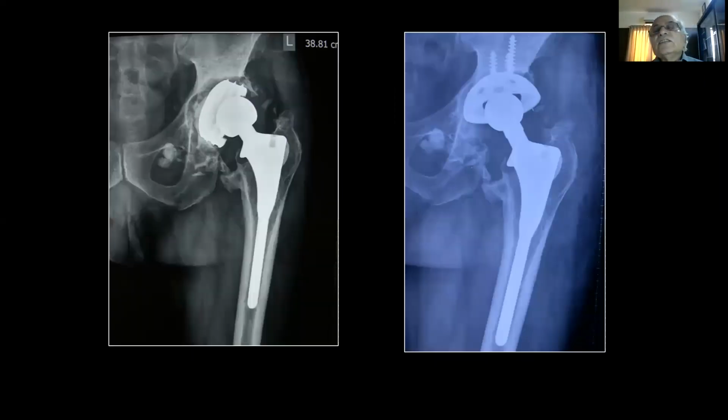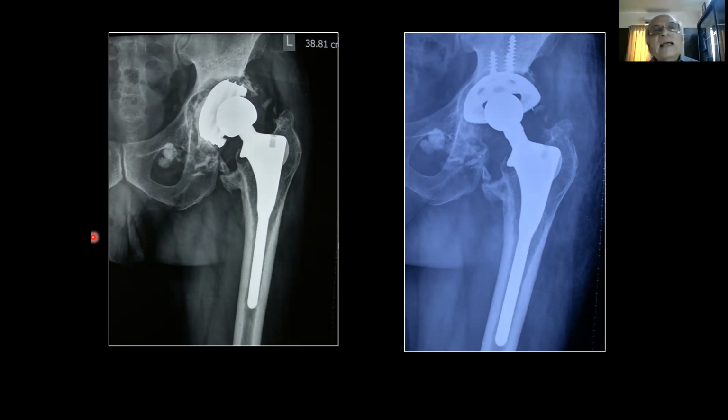So this is one example. This is a very minimal metaphyseal lesion, and the whole thing is loose. So we have to put a new cup and new poly both, and the metaphyseal lesion will heal.